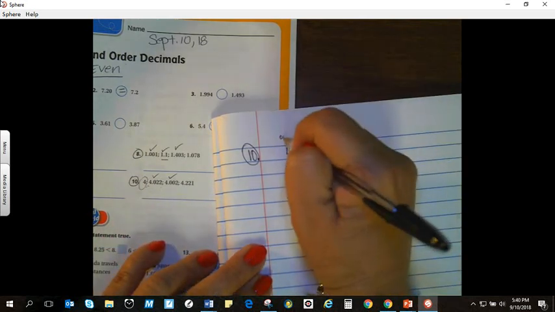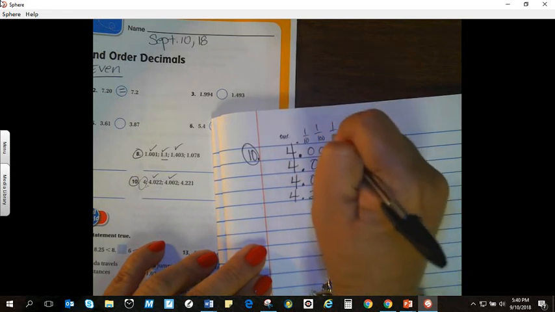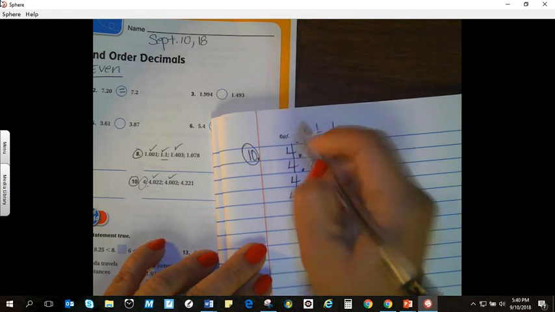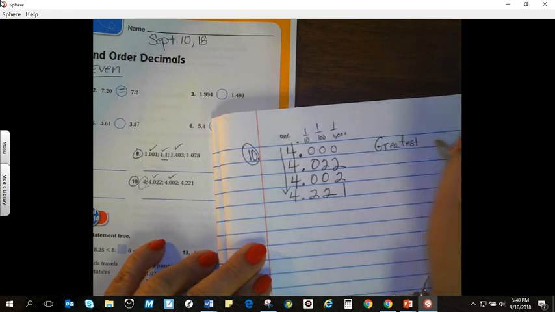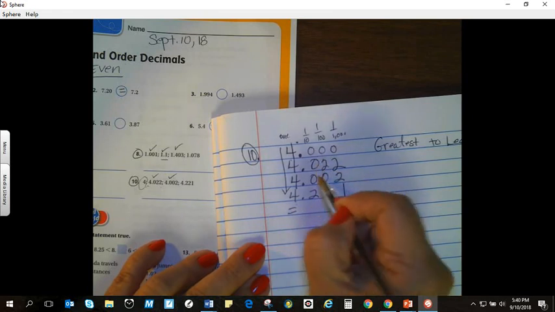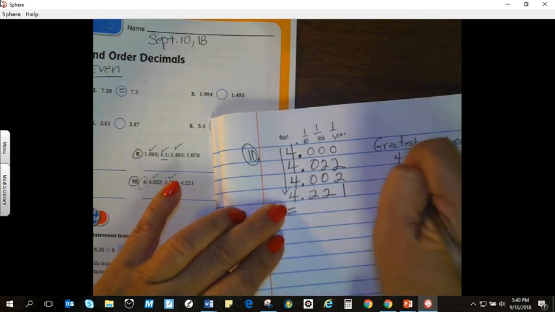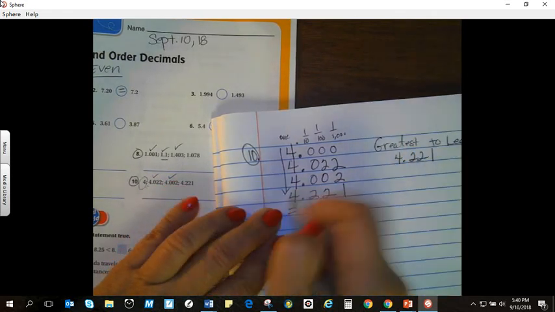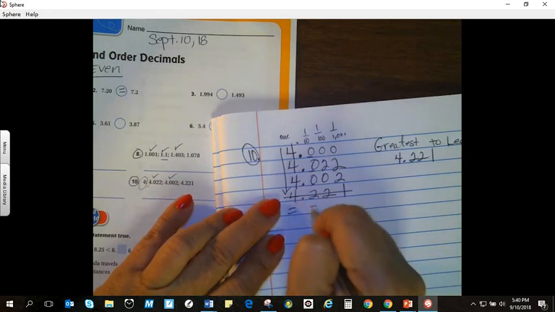Okay, now I'm going to label this ones, 1/10, 1/100th, and 1/1000th. I'm looking down the first set, and remember I'm going to be doing this in order from greatest, from the largest to the smallest, greatest to least. And so all my 4s are equal. I'm coming over here. Well, look, I have all zeros except for the 2. So this is going to be my largest number. And now I can cross that out. Now, all these other zeros are equal to each other, so I can't do anything.